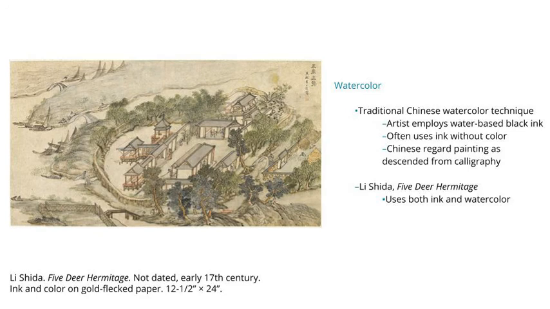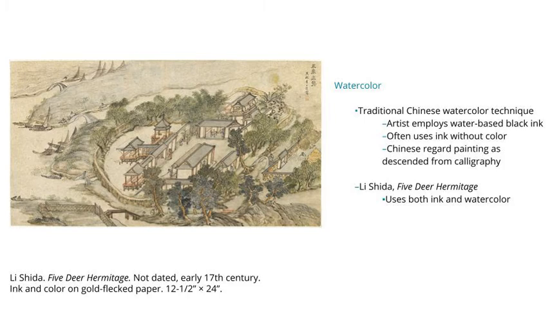But here's another example of watercolor, and this is some traditional Chinese watercolor. They have a certain technique where the artist employs water-based black ink and often uses ink without color. In this case, there is ink and watercolor in this. This is Five Deer Hermitage by Li Shida.